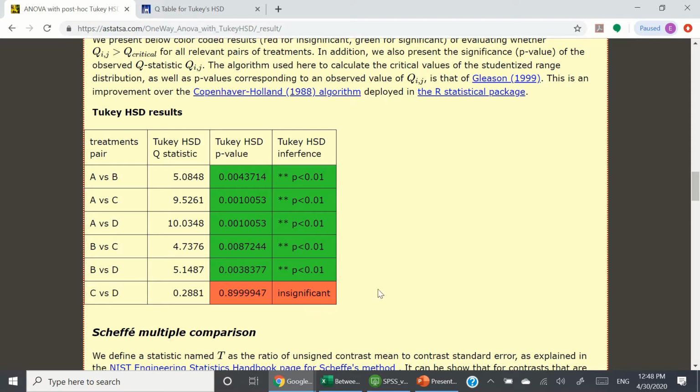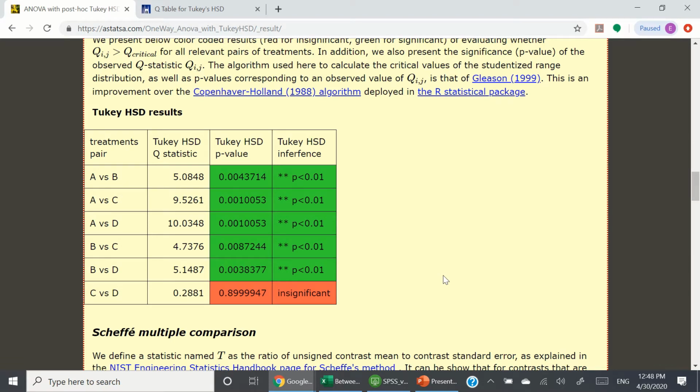Okay, now when you look at these data, what that means is that group C and group D are the only two groups that are not significantly different from one another. So this is what you need to report when you are writing your post hoc results in your results section. So that's the first way to do it. This is relatively easy.